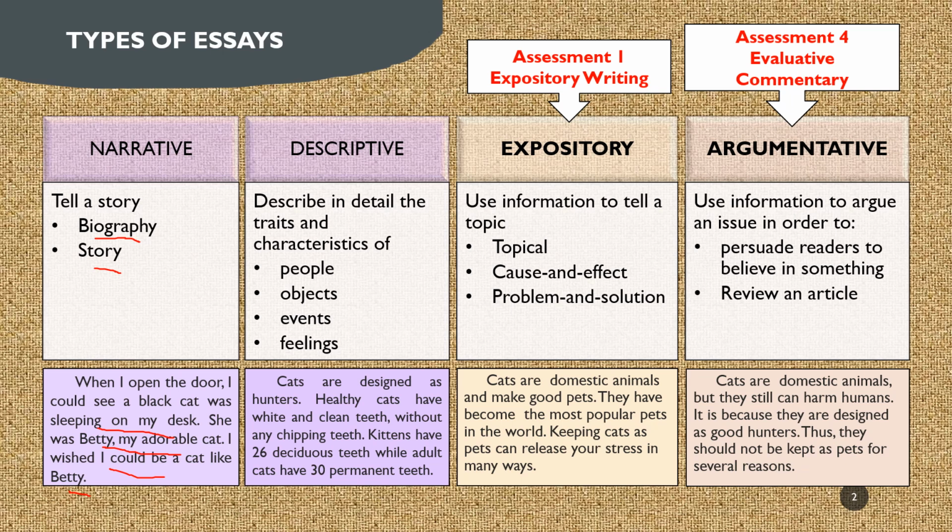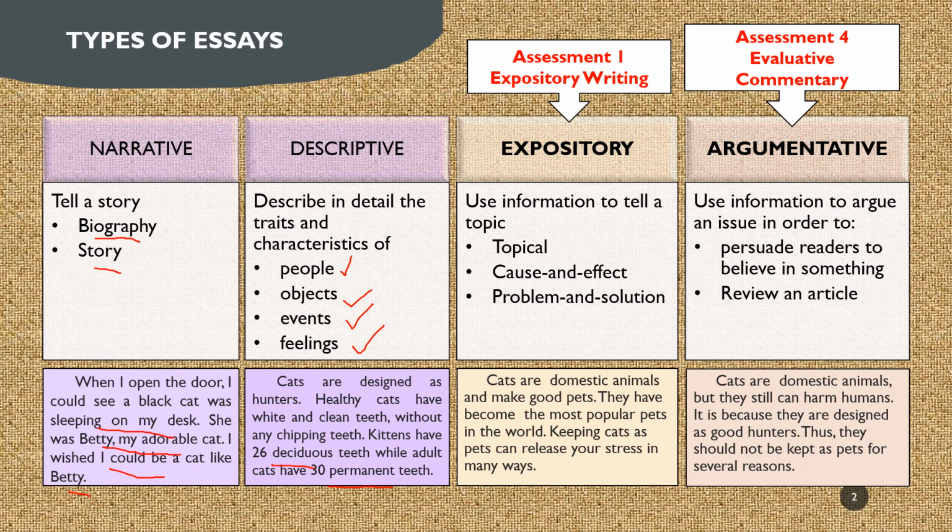Second, a descriptive essay. It describes in detail the traits and characteristics of people, objects, events, and feelings. For example, cats are designed as hunters. Healthy cats have white and clean teeth without any chipping teeth. Kittens have 26 deciduous teeth, while adult cats have 30 permanent teeth. So this one is the example for the descriptive essay.